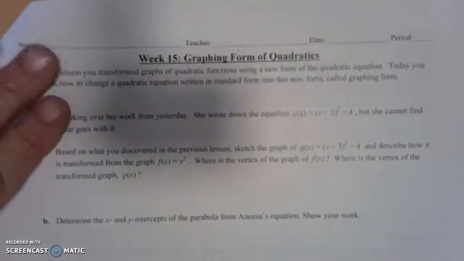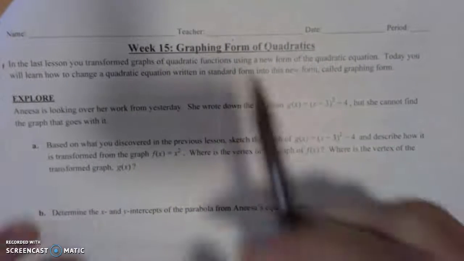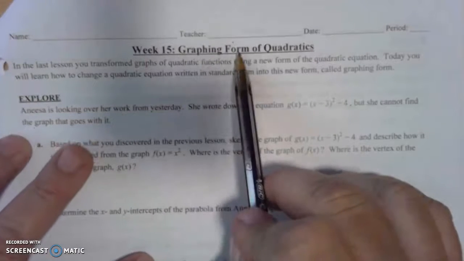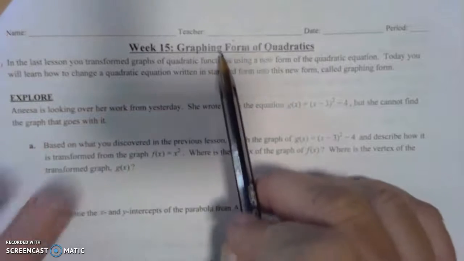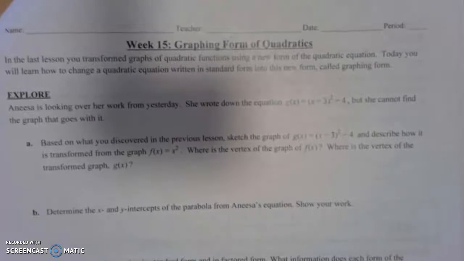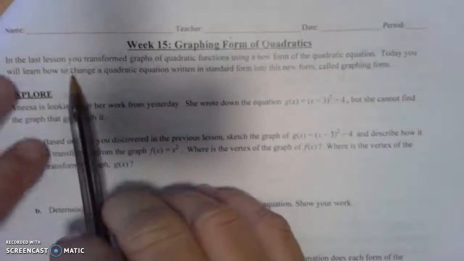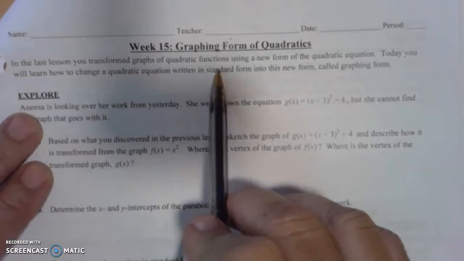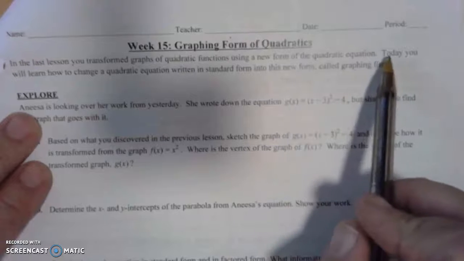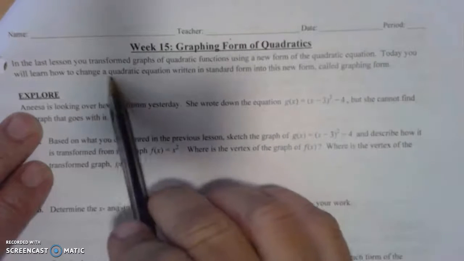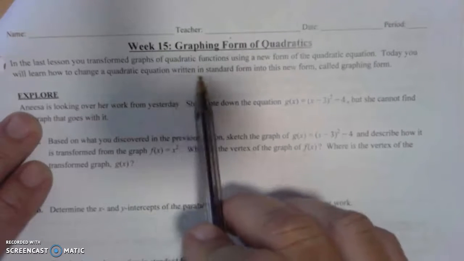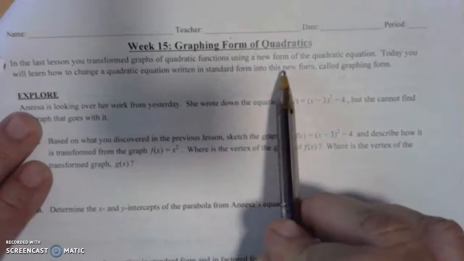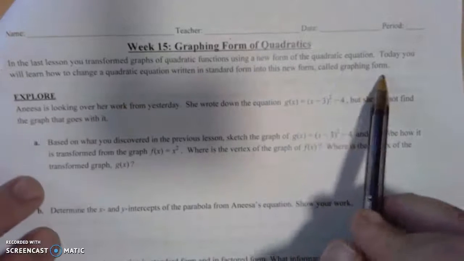For the last video for week 15, we're talking about something called the graphing form of quadratics. This is going to be a very helpful way to write an equation. In the first lesson of this week, when we transformed graphs of quadratic functions, we're going to use that idea. But today we're going to learn to change a quadratic equation in standard form, how we've been dealing with it, into this new form called graphing form.